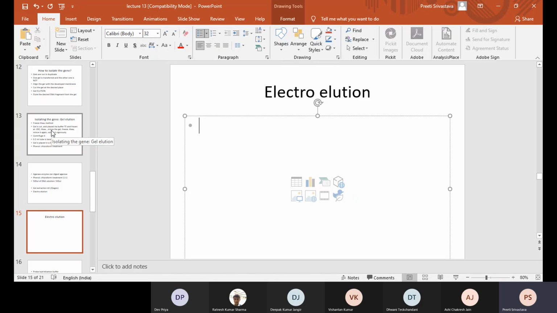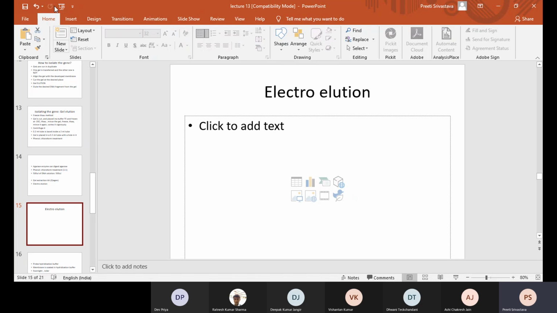Electroelution is one method which works for all sizes, from small fragments to very large fragments. We will be discussing the details of electroelution in the next class, and then hopefully, if we have time, we will also discuss DNA fingerprinting. Hopefully Southern blotting and hybridization is clear to everyone, and hopefully you followed gel elution. If you have doubts, feel free to email me.